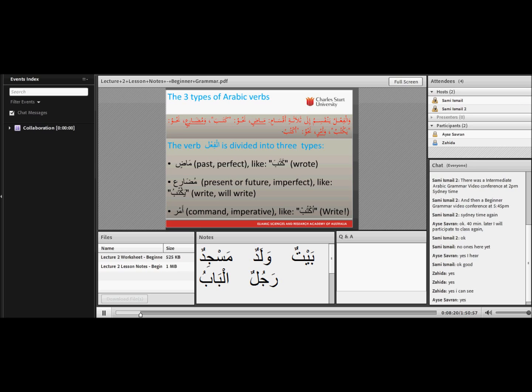We'll go through them again. The first one is madi, meaning past tense. The second one is mudari', meaning present and future tense. And then the last one is amr, meaning command or imperative verb. So we'll just move on to the next slide, inshallah.